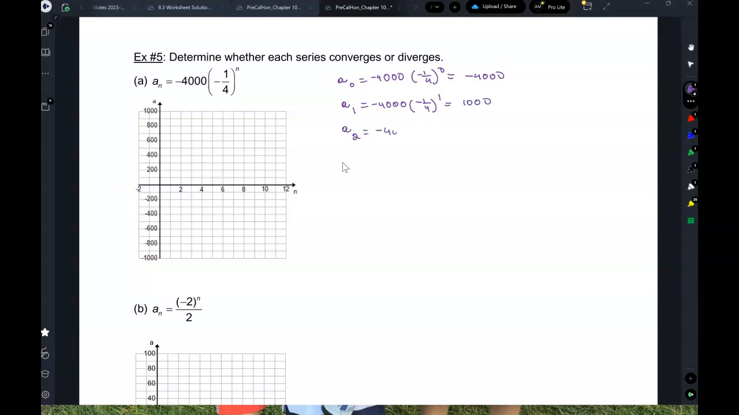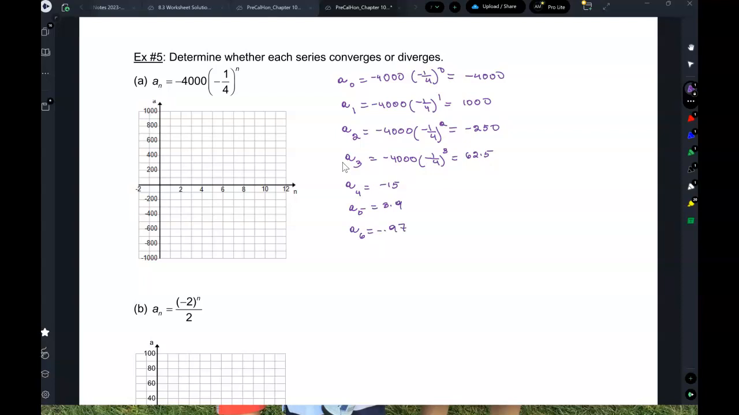A sub 2, I know you guys all know how to plug this into your calculator, so I'm going to give you the values here. Negative 250. A sub 3, negative 4,000 times negative 1 over 4 to the power of 3, 62.5. So let's just give the other values now. A sub 4 is negative 15. A sub 5 is 3.9. A sub 6 is negative 0.97.